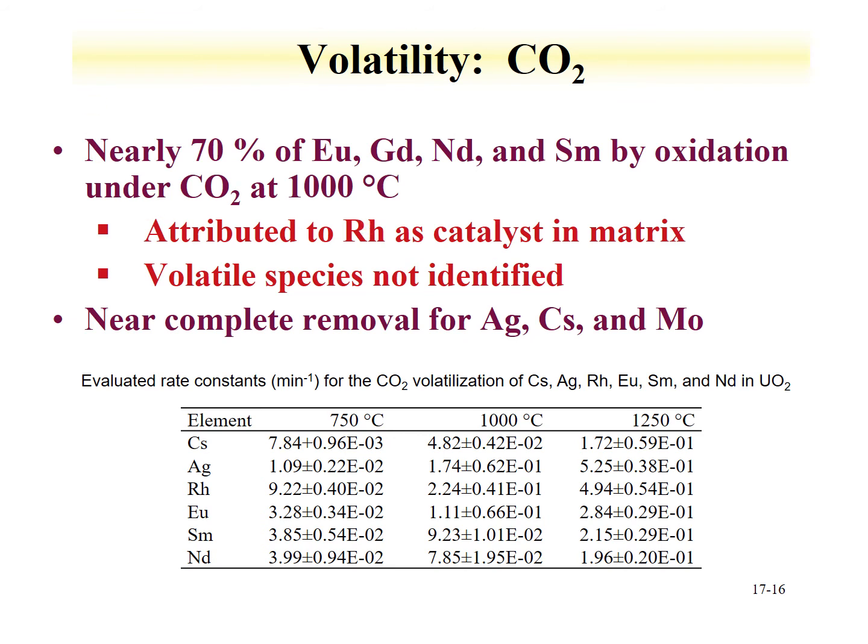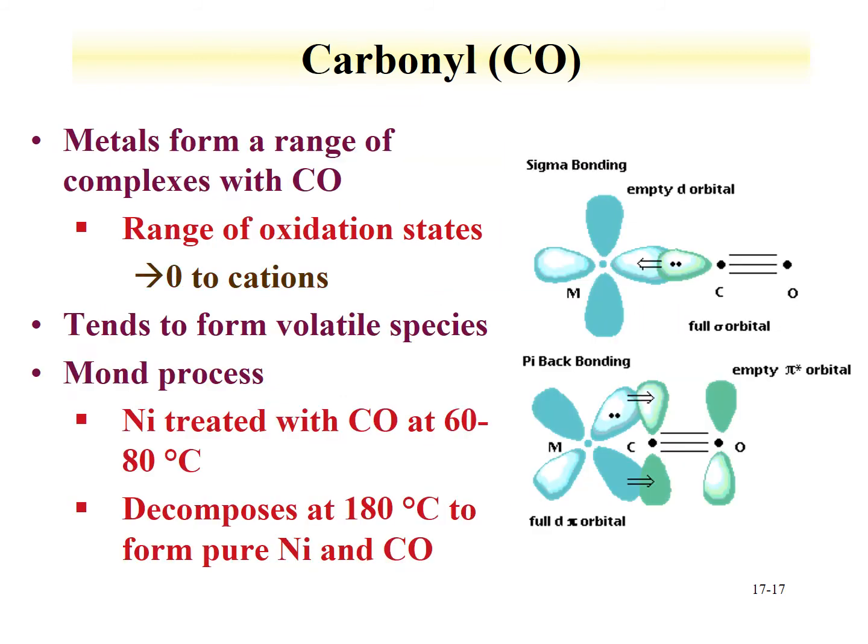Studies have shown that you get near complete removal of silver, cesium, and molybdenum from this process. Some of the data is shown below for rate constants for the volatilization by carbon dioxide as a function of temperature. Carbonyl is also another potential reactive ligand for separations, particularly with metals. An example is with the Mond process, where nickel is treated with carbon monoxide, forms nickel carbonyls. Between 60 and 80 degrees, these compounds are volatile. Heated up to 180 degrees, the compound decomposes back into pure nickel and carbon monoxide.